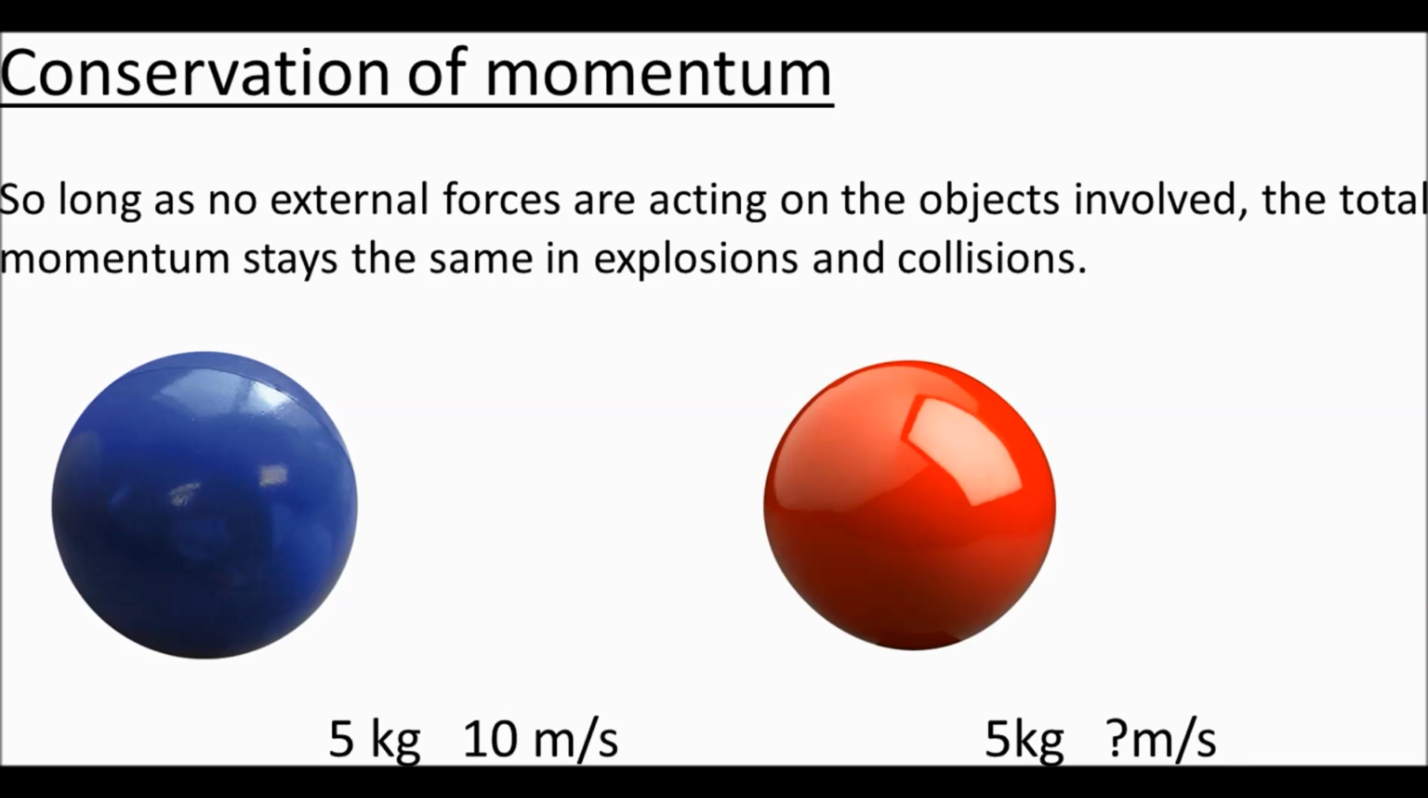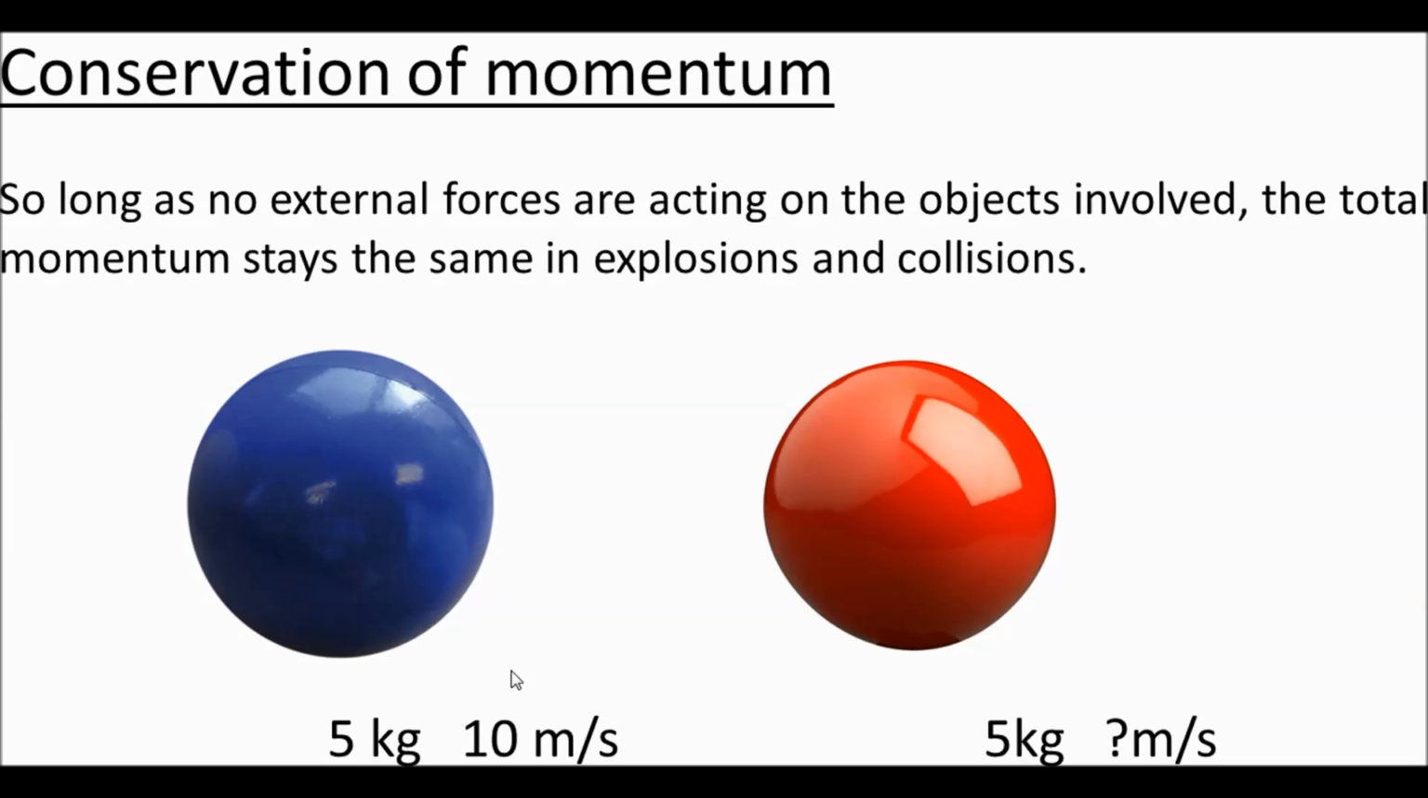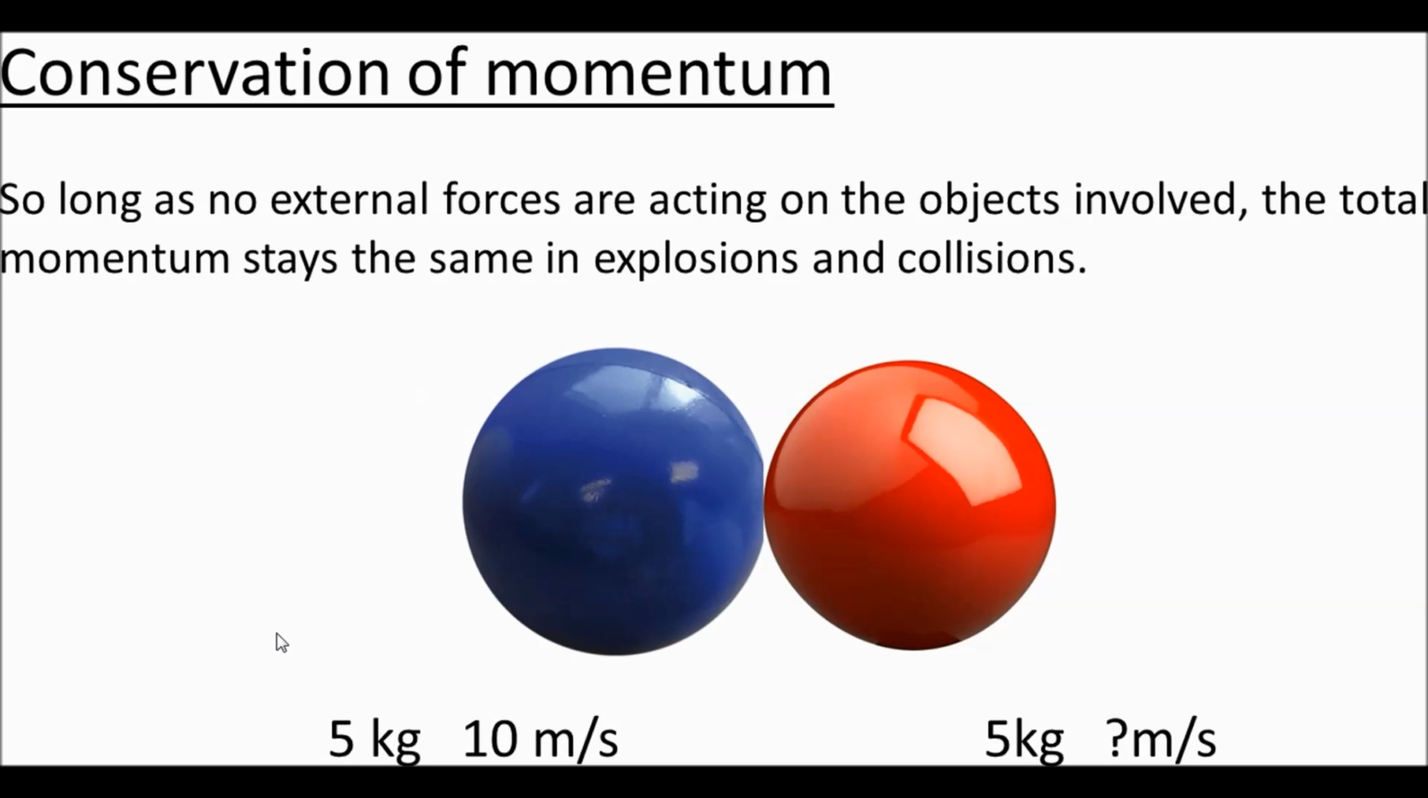So here we are. We've got one blue ball at 5 kilograms, and it's going to travel at 10 meters per second. So it's going to have an overall momentum of 50 kilograms meters per second. Here it goes. Now, it's going to collide with this red ball, which is the same mass, 5 kilos. And if this blue one comes to a dead stop and it's 0 meters per second, it loses all of its momentum. So it went from 50 down to 0.